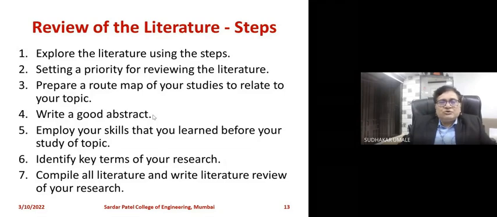Fourth is write a good abstract. Writing a good abstract is one of the research designs. If you write a good abstract, definitely you get the ideas, because an abstract is very small, and it contains so many things, the complete idea of your research work.